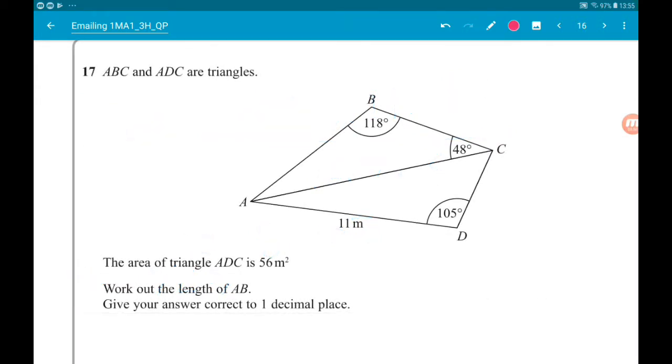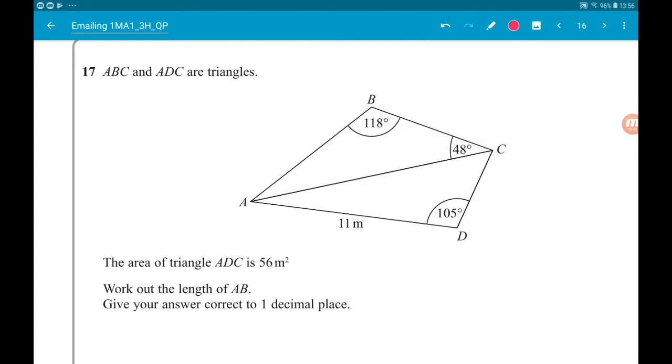Okay, number 17. This is a pain in the ass. We're going to need 3 types of trig. So we're going to need area of a triangle with trig, sine rule, and cosine rule. So if you haven't already, check out my formula video down below, where you can also get a printable PDF. So ABC and ADC are triangles, true story. The area of triangle ADC is 56 meters squared. Work out the length of AB correct to 1 decimal place.